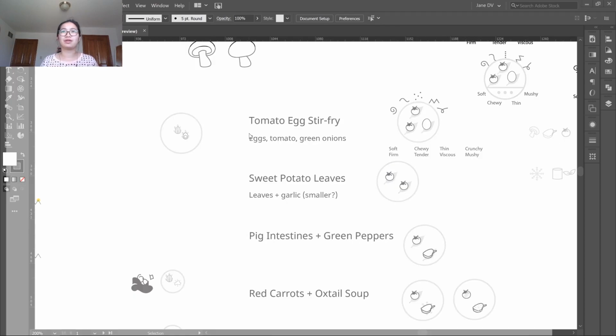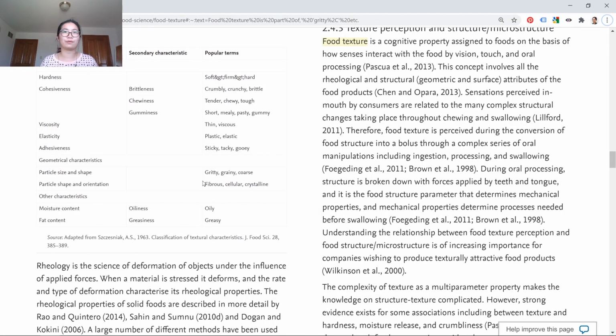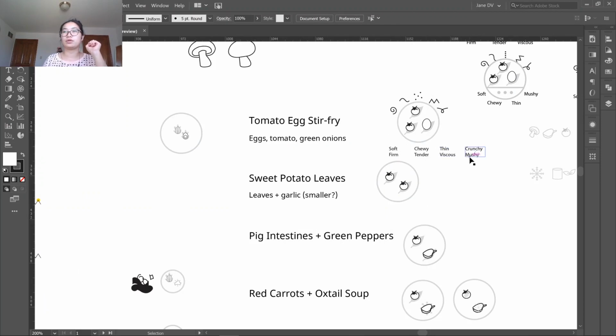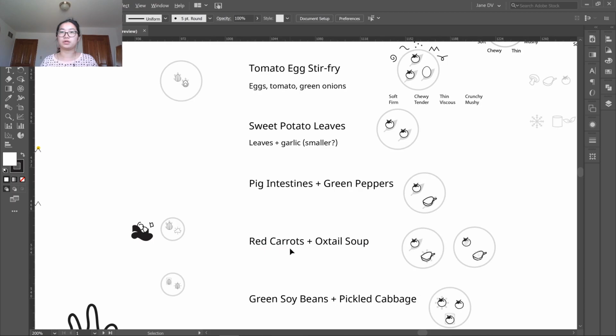There was one that I didn't understand at all. What was it? Grittier or grainy, and fibrous and cellular, plastic or elastic. I'm just like, I don't use those terms to define food. I use crunchy or tender or soft, but that's about it. So I try to use terms that are more encompassing and commonly used, that people in general understand. And so I did a test of a couple of recipes.